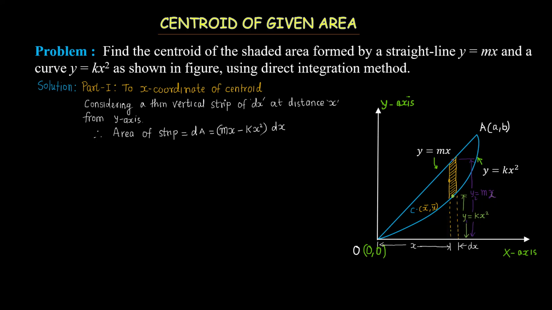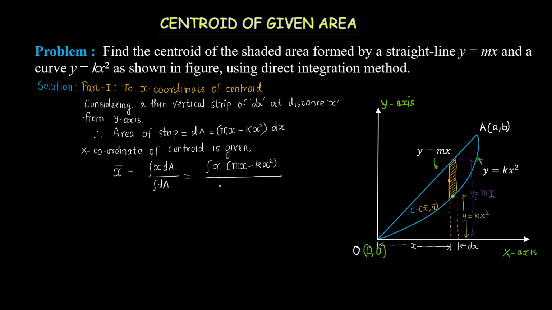Now how to get the x coordinate of the centroid? The x coordinate of centroid is given by a very simple expression that I have already explained in the previous classes. You can just refer to those videos. So the x coordinate, that is x bar, is given as integration of x times dA, that is area of the thin strip, divided by integration of dA. So now let me put those values here. So we got x as it is. So integration will be as it is. Then we'll have x times dA. dA is this value friends, m into x minus kx square, divided by, again area is here, dA.